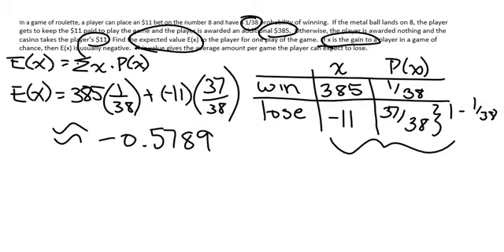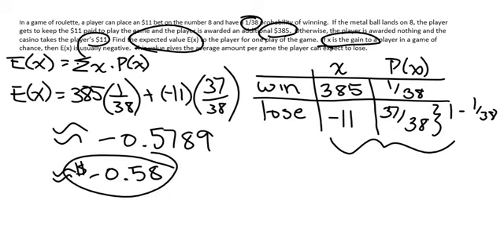And since we're dealing with money, we're going to go ahead and round it to the nearest hundredth, or negative 0.58, and we'll include that dollar sign. So the expected value is negative $0.58. In other words, when a player plays this game, they can expect to lose 58 cents on each play.